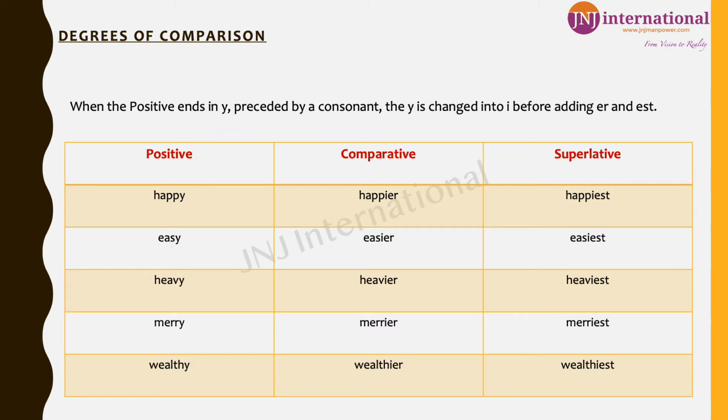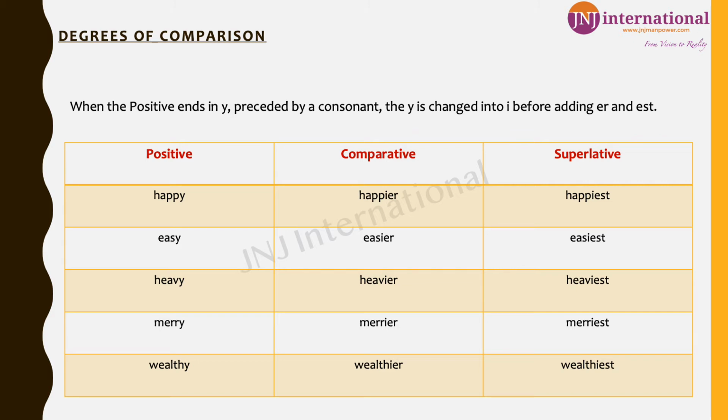letter I before adding letters ER and EST. So let's see the examples. Happy, happier, happiest. Easy, easier, easiest. Heavy, heavier, heaviest. Merry, merrier, merriest.